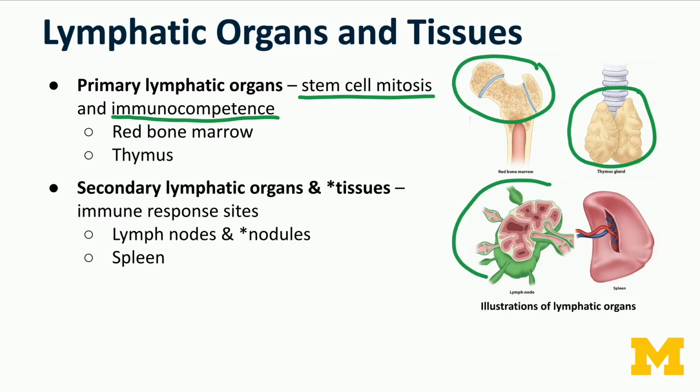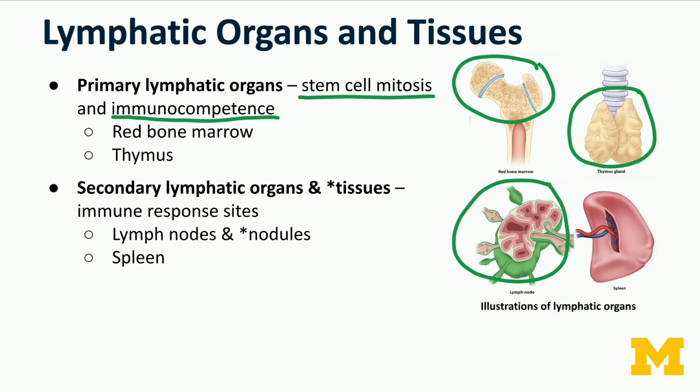Our secondary lymphatic organs and tissues are places that host immune responses. These include lymph nodes, which are lymphatic organs, and lymph nodules, which are just tissues. Lymphatic nodules are not organs because they lack a capsule and they don't have any underlying architecture. They're just a mass of tissue with no organization.